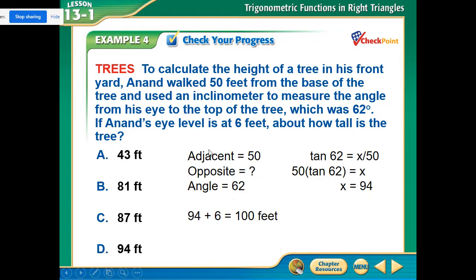So opposite and adjacent is tangent, so tangent of 62 equals opposite over adjacent, so x over 50. Cross multiply, 50 tangent 62 equals x, so x equals 94. Now he is 6 feet tall, so you should add 6 to this, and it should be 100 feet. They did not. Not sure why they did not, but most assuredly the answer would be 100 feet. Wrong.